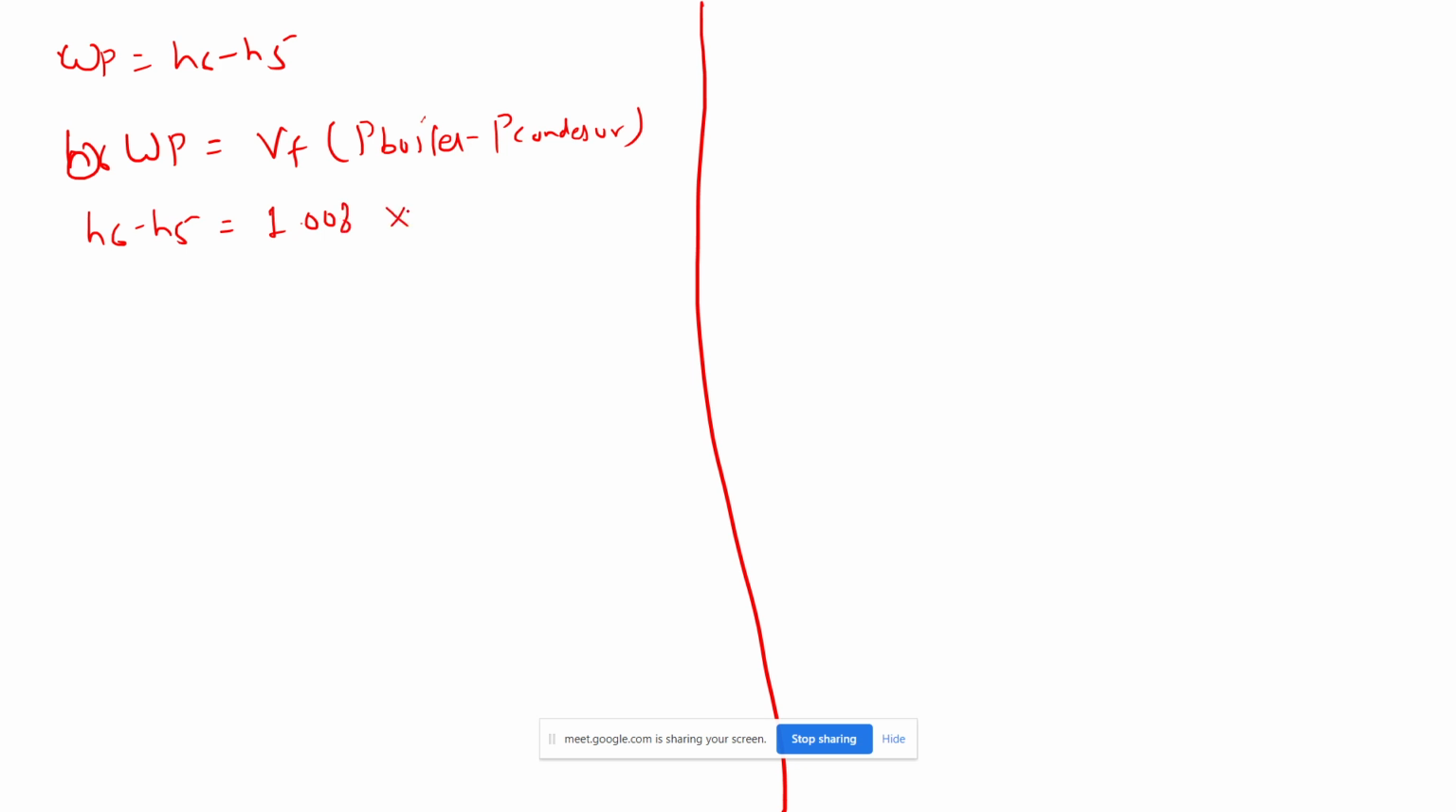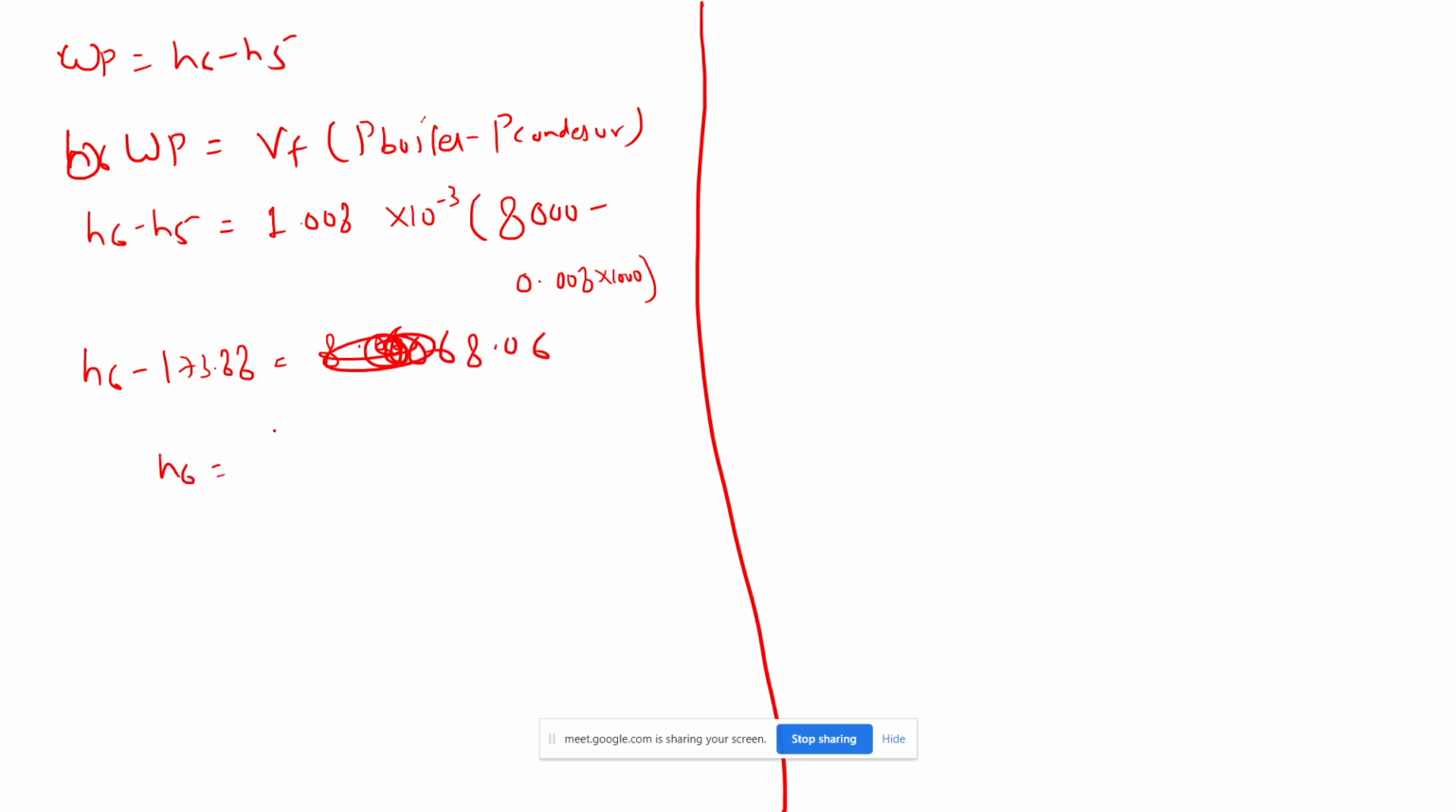1.008 into 10 to the power minus 3, and boiler pressure 8000, in terms of Pascal we will write 0.008 into 1000. Okay, so H6 we have to calculate. H5 we already know. What is H5? 173.88. So from here, if we do the multiplication, it will come 8.06.